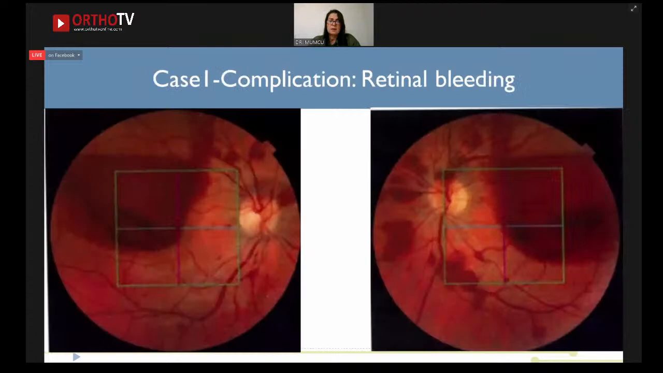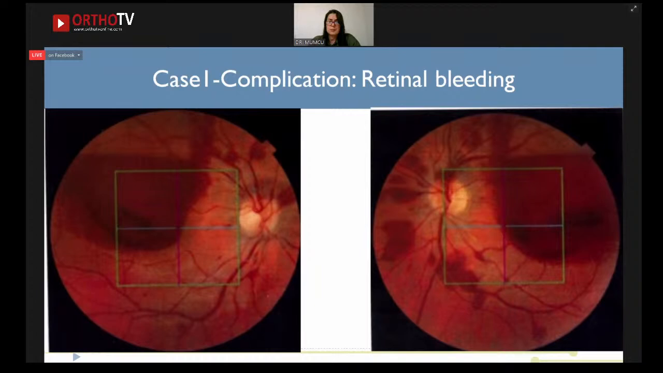Now we will move on to look at some of my cases. This case was my first UBE case. He was 28 years old and had right leg pain due to L5-S1 disc herniation. I performed UBE 2 years ago. There was no dural injury or any complication during the surgery.